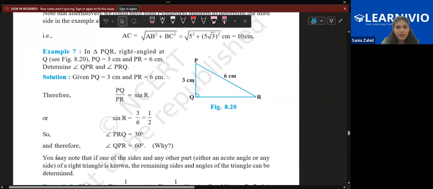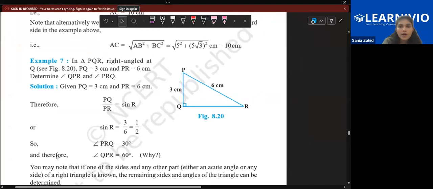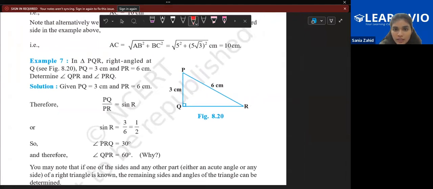Okay, next question. This triangle is given to you, right angled at Q. PQ and PR are given. Determine angle QPR and angle PRQ. So angle QPR, this angle you have to determine, and this angle also. Let's find angle P.